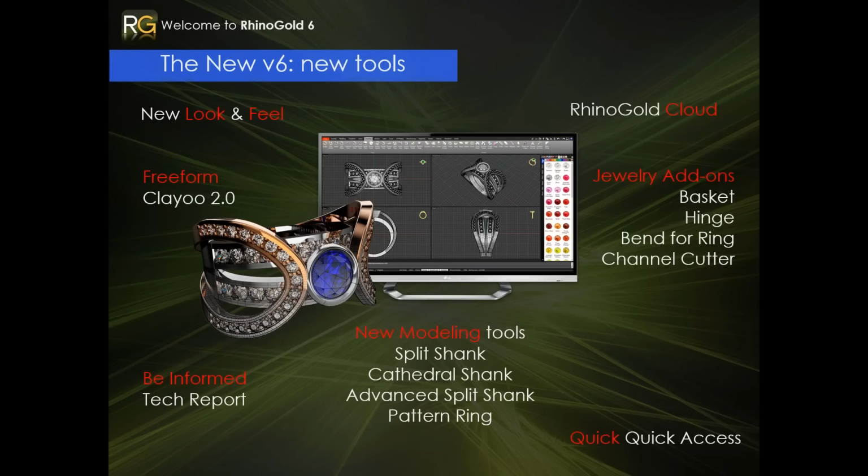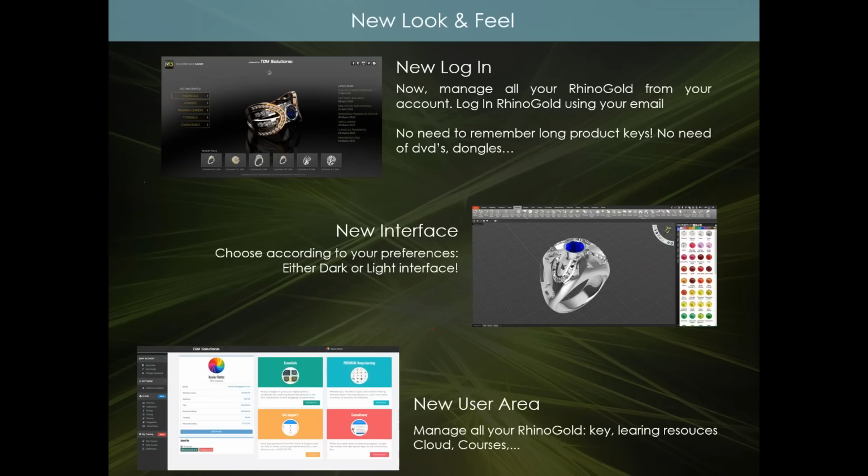So, having been presented, let's see the new tools. Here you can see in this slide around 20 new tools, not only for modeling, but also to manage your RhinoGold from your account on our website, as well as the RhinoGold Cloud that we will see later, to help you show your collections in a different way than before.